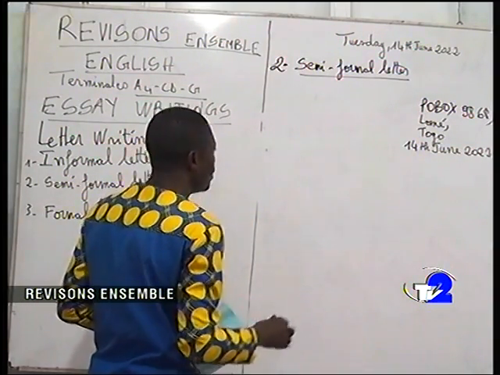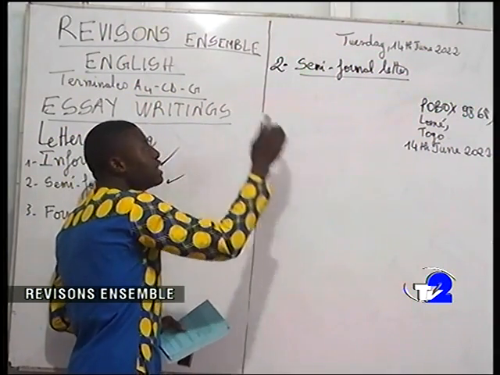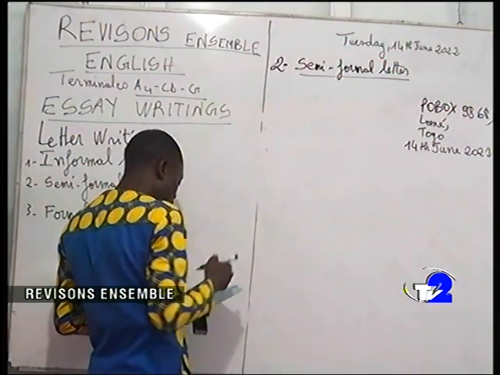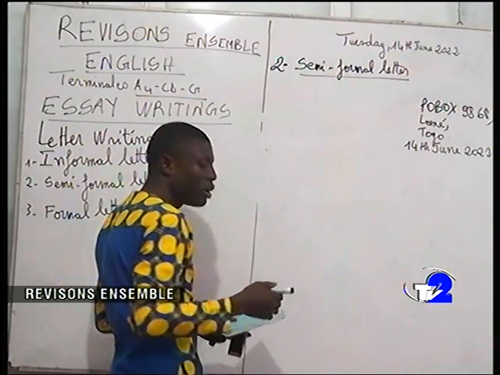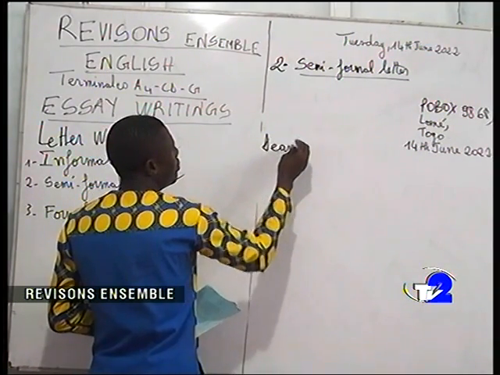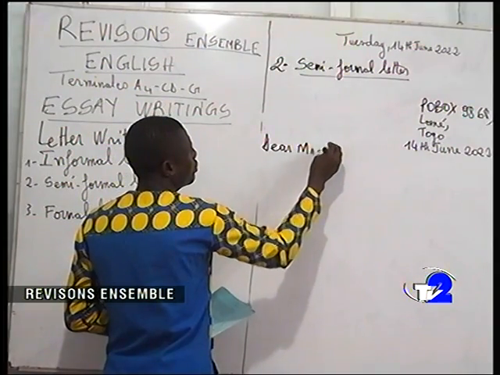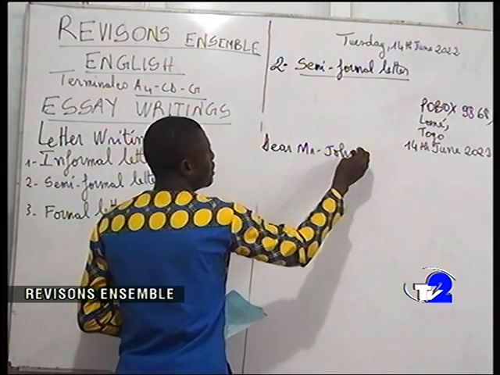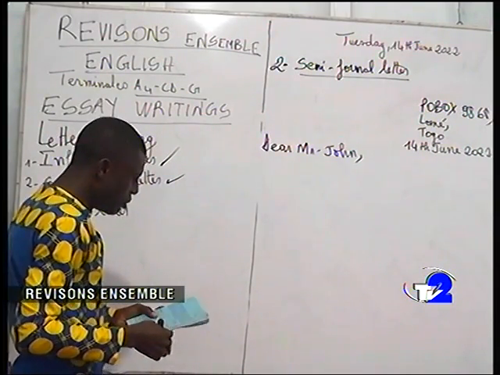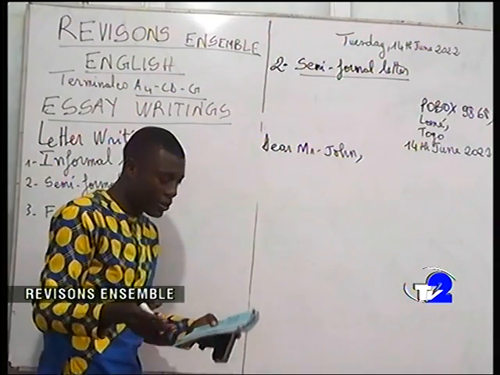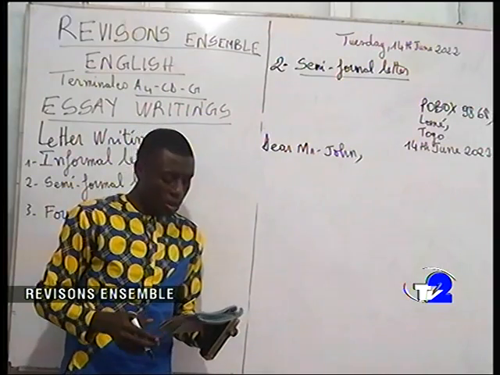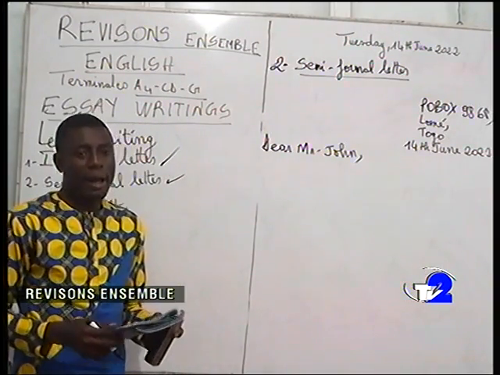Now the closing, it is here the problem. The closing with the semi-formal letter, that is the change here, the closing. So we are writing to Mr. John. Mr. John is your father's friend. So you say, dear Mr. John, comma. Okay? Dear Mr. John, or you can say, dear sir. Okay?